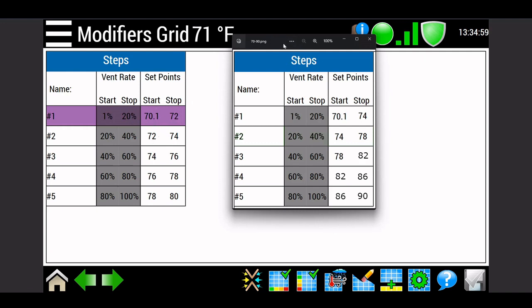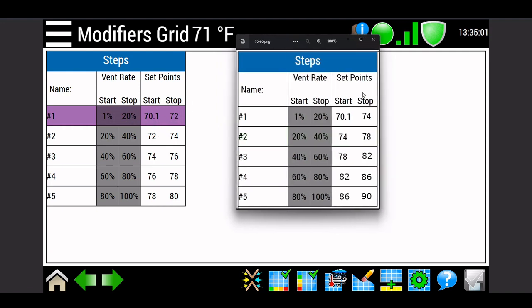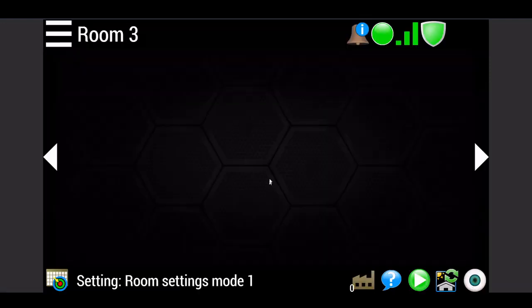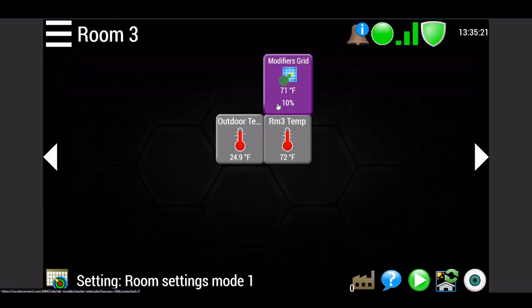So it doesn't update the table here. I just created this table to show you what the table looks like that it's going off. Rather than changing the table, it adjusts the temperature that we display here, right? So it's showing you the adjusted temperature is 71. And if we would go back to the home page, we can see our adjusted output is 10%.